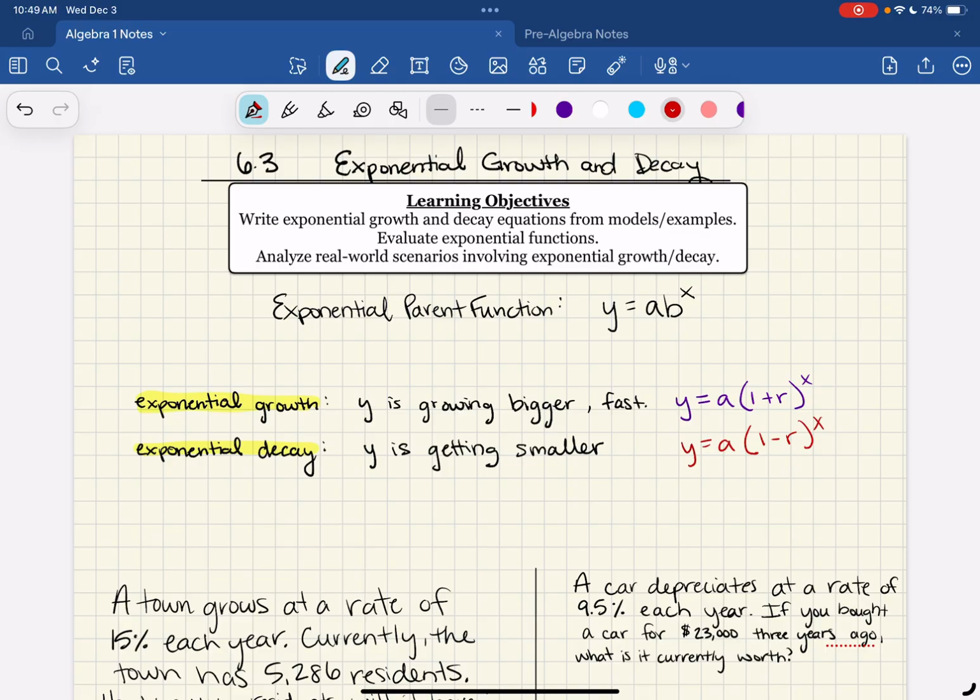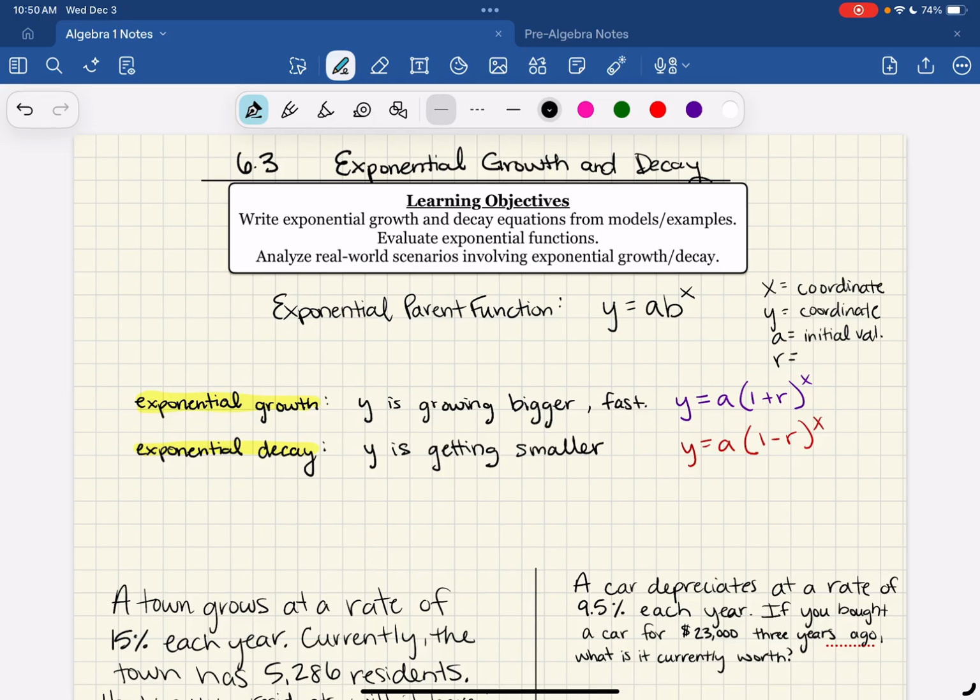Well, that looks a little similar. It looks a little different to the parent function. Well, we now have our 1 plus r and our 1 minus r in our b's position, right? Yes, but we still have our exponent as an x, and we still have our initial a value. Well, let's list off what these things all stand for. x and y are still our coordinates. Good. A, does anybody remember what a is? Good, it's our initial value.